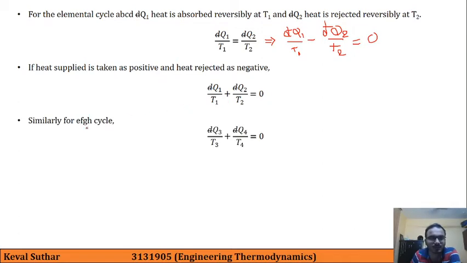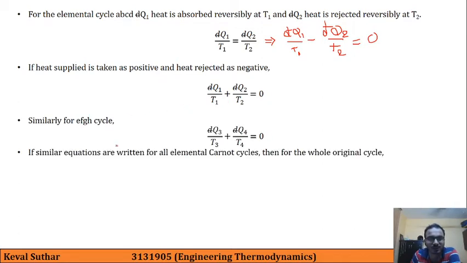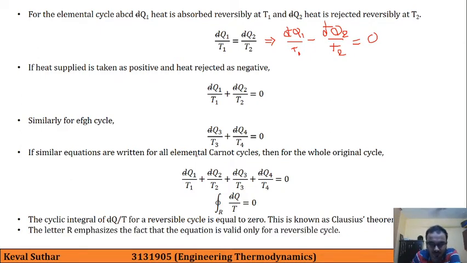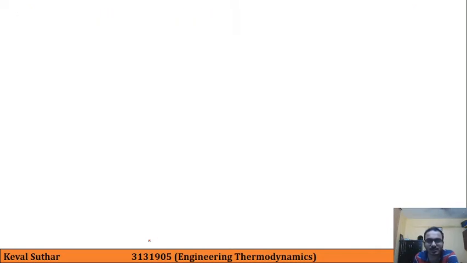So for the other cycle EFGH we can write in this way. If similar equations are written for all elemental Carnot cycles, then in the general case it can be written as the cyclic integral of δQ/T equal to 0. This is known as Clausius theorem. Here the letter R emphasizes the fact that the equation is valid only for a Carnot cycle. So this is all about Clausius theorem.